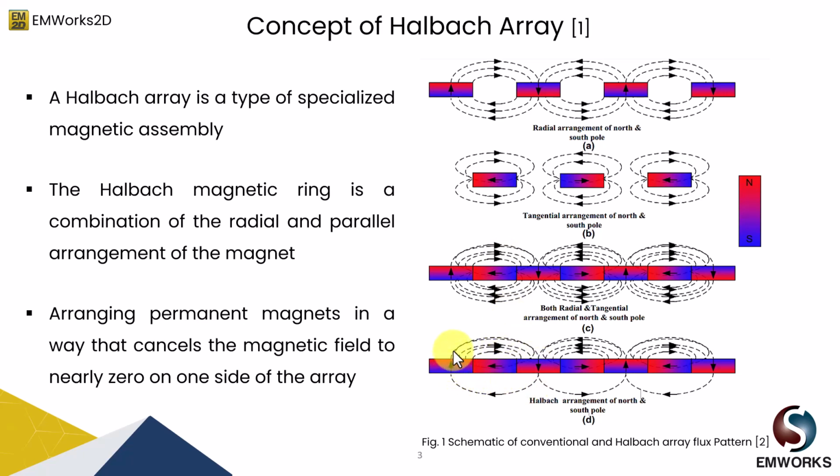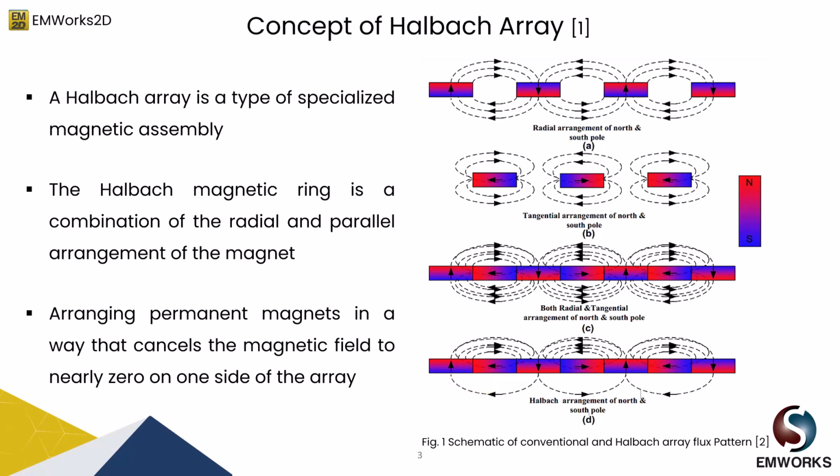So as we can see, due to this arrangement of both radial and tangential, which is nothing but called a Halbach arrangement of north pole and south pole of the magnets, we get a very strong magnetic field on one side of the magnet, and the magnetic field cancels out and produces a nearly zero magnetic flux on the below side. So this specialized arrangement is called the Halbach array.